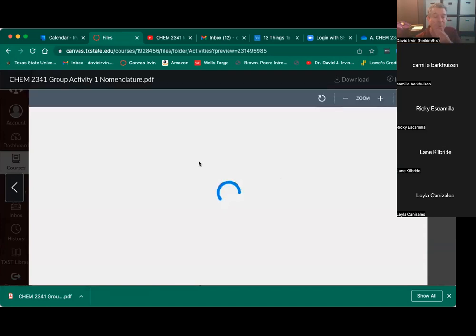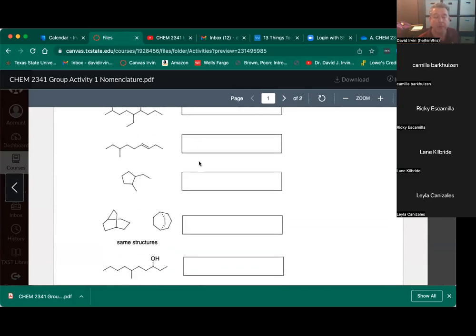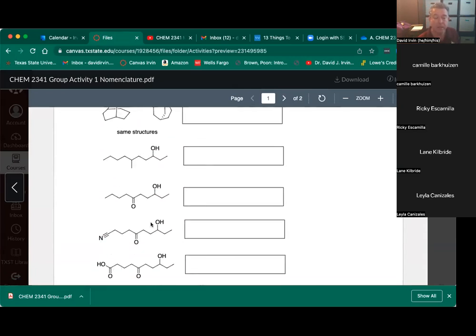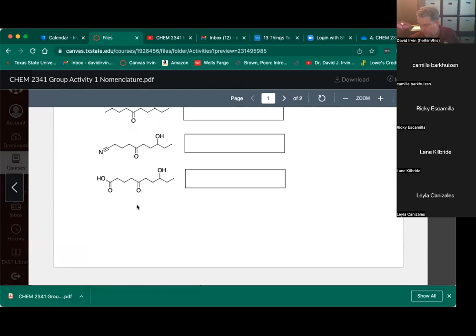What I want you to do is, using your notes and all the rules we just talked about, go ahead and name all of these things. We're going to continue on with some of these functional groups as we go through here. The name for a group like this is a ketone, and we're going to see that later. And actually, we're not going to do that today, are we?